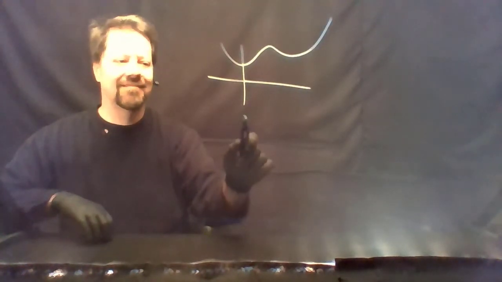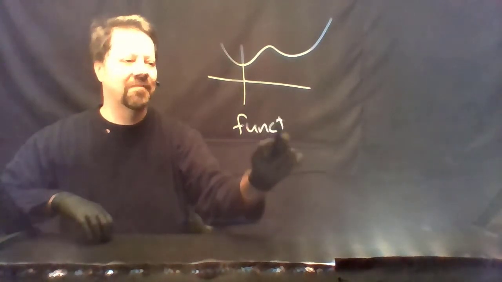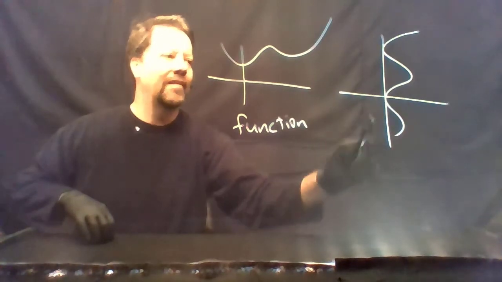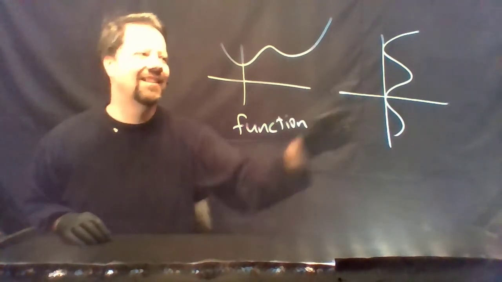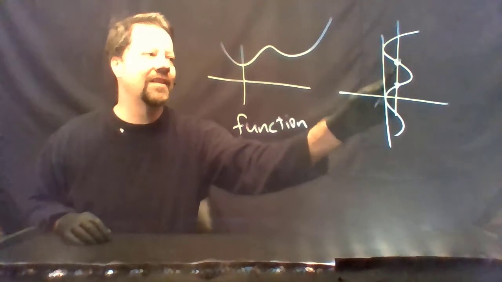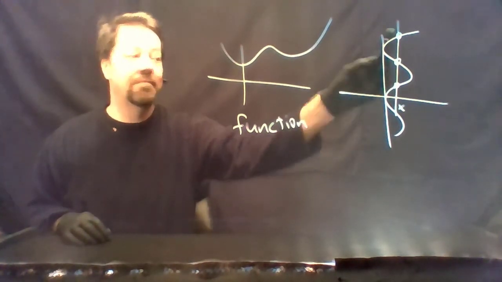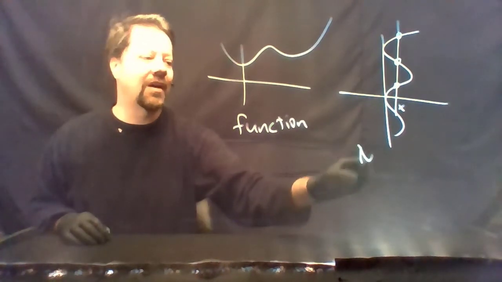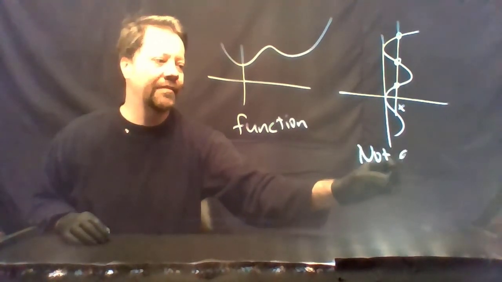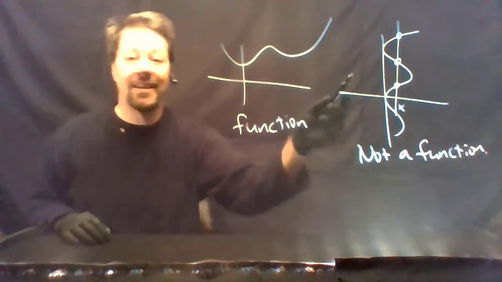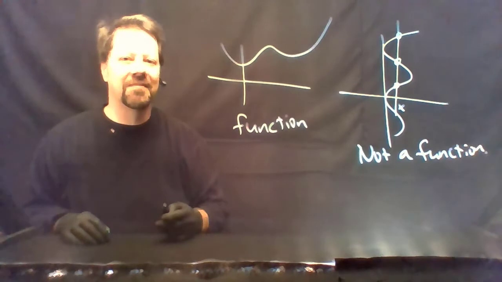So, is this the graph of a function? Yes. Is this the graph of a function? Oops. Doesn't satisfy the vertical line test. There is an x value that produces more than one y value, so this is not the graph of a function. It is a relation, but not a function.